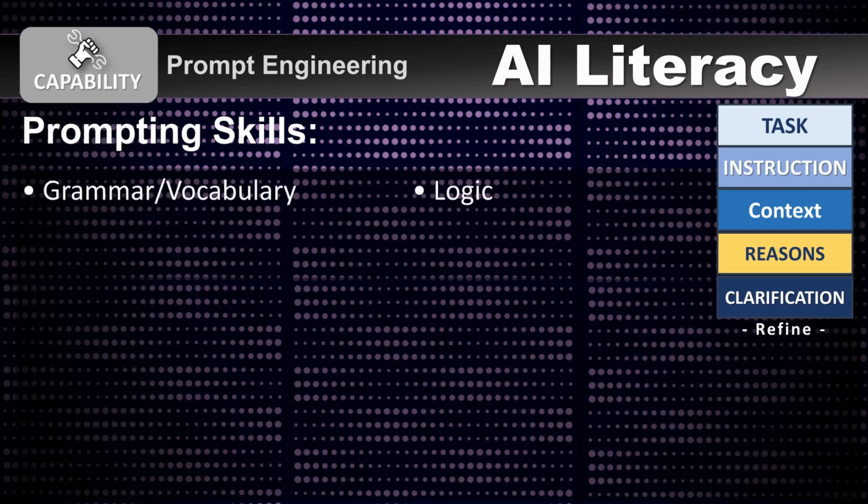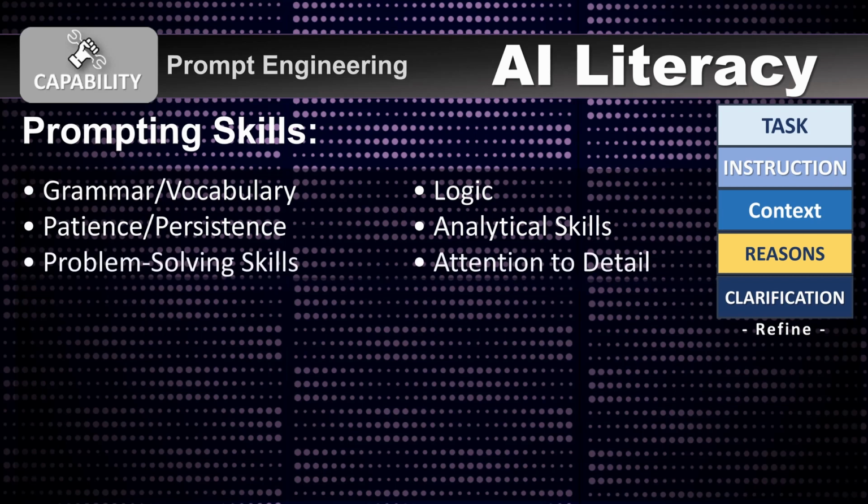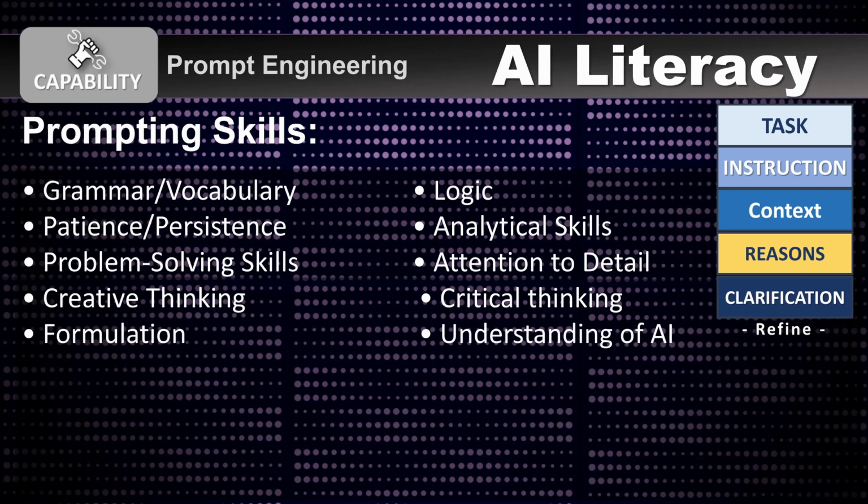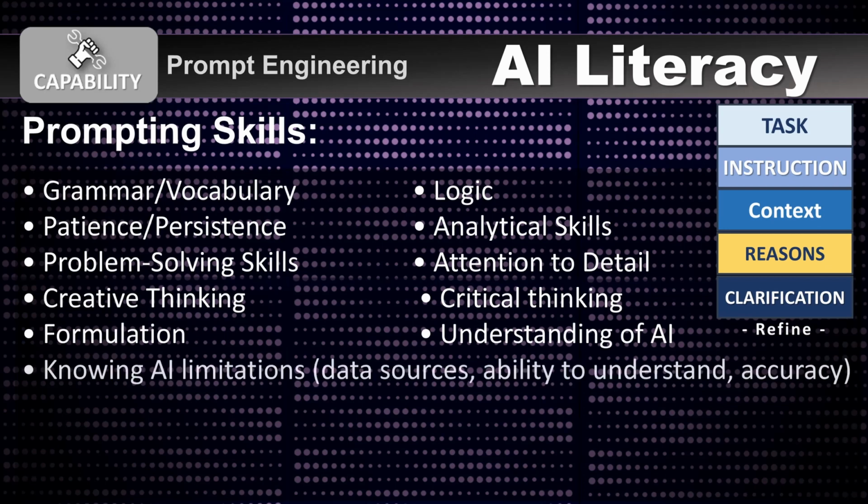Things like grammar, vocabulary, logic are all important things that are needed. Patience, persistence, analytical skills, they all help in developing the prompt. Problem-solving skills, attention to detail. If we modify the prompt in a small way, it can change the way that the AI interprets it. Creative thinking, critical thinking, trying to understand, well, how can we put this prompt together to best address the question that we have? Formulation, understanding of the AI.